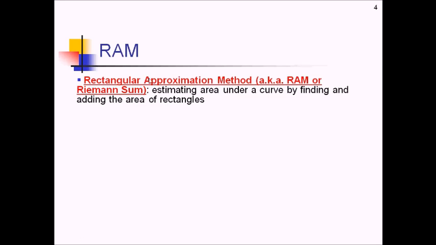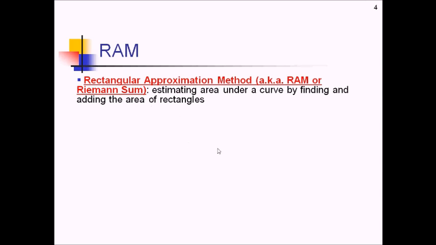Not random access memory, this is the rectangular approximation method, also known as RAM or taking a Riemann sum. So these all mean the same thing, which is estimating the area under a curve by finding and adding the area of rectangles. Why rectangles? Well, can you think of an easier shape to find the area of? It doesn't get much easier unless you had squares.